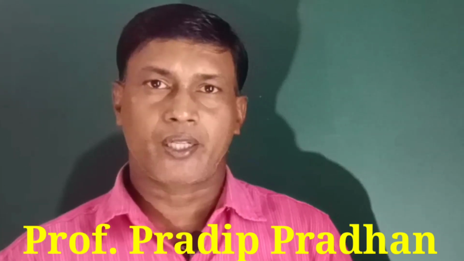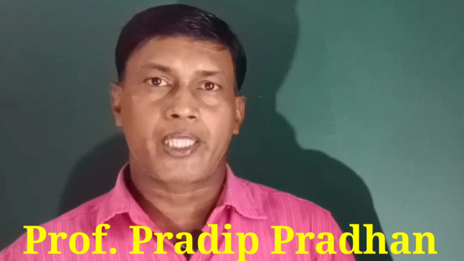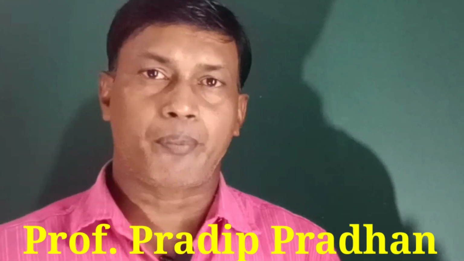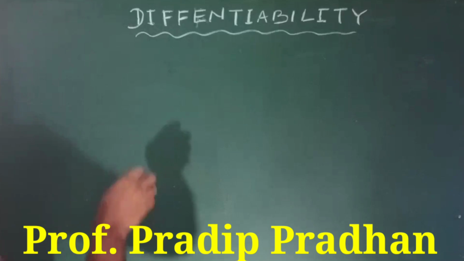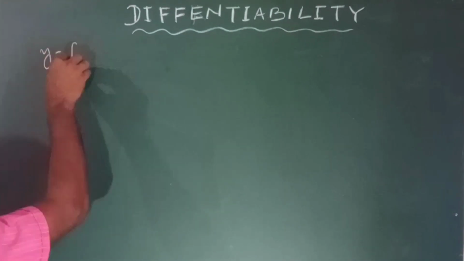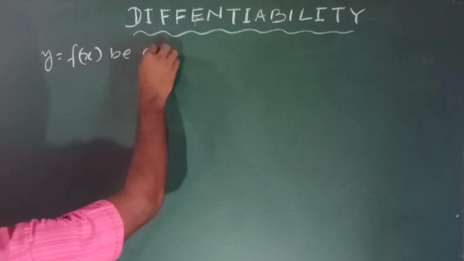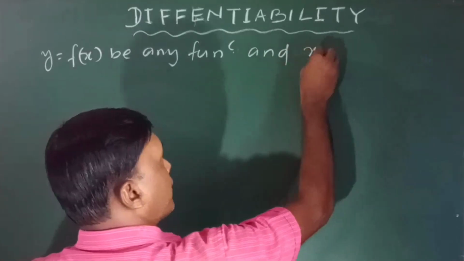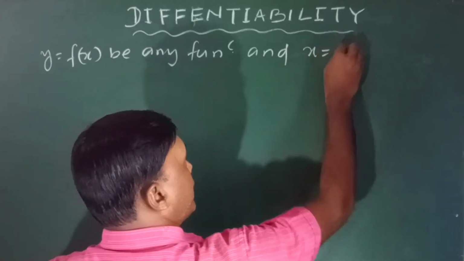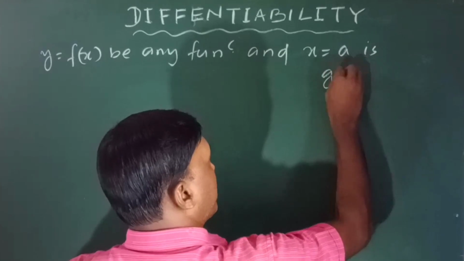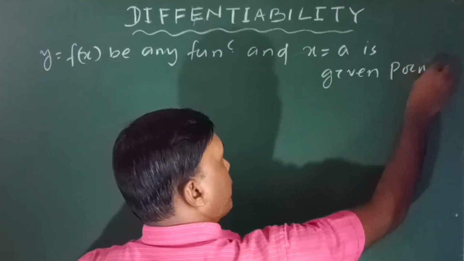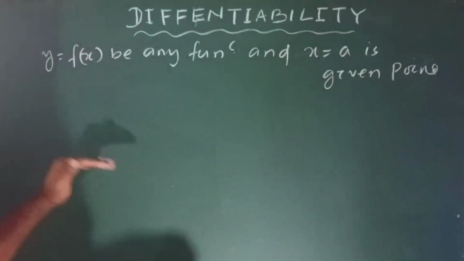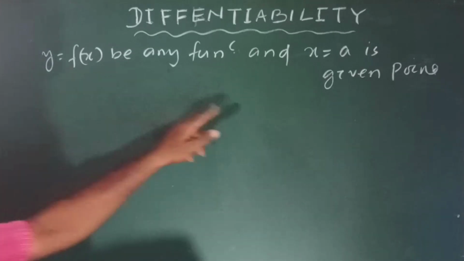In my first class, in the continuity class, I have already said how to test the continuity of a function. Likewise, we have to test the differentiability of a function. So, how can we test the differentiability of a function? Look here. Suppose we are given y is equal to f of x, any function, and the given point to test is x is equal to a. That means the given function is f of x and the given point is a. So we have to test the differentiability of f of x at x is equal to a.